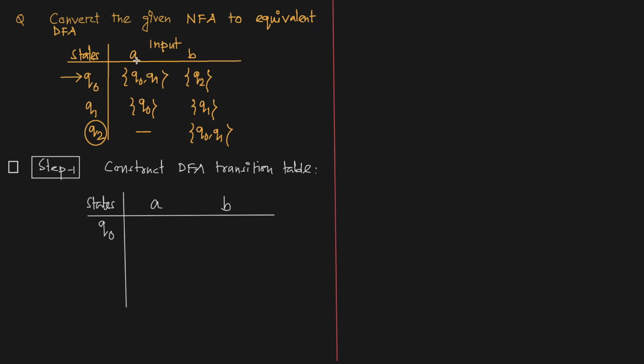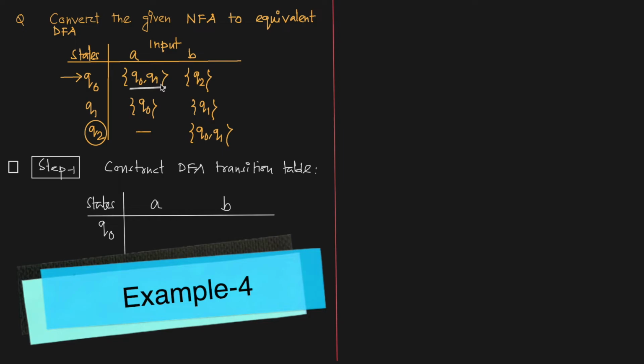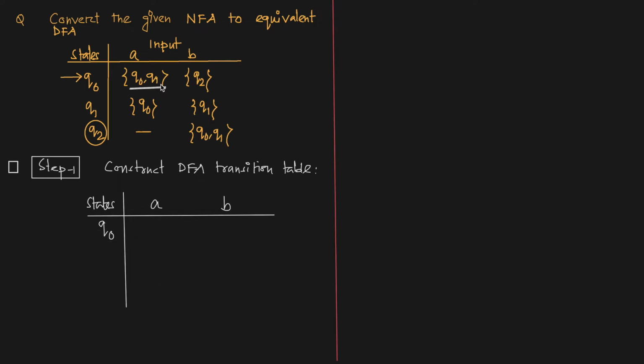So on A, Q0 goes to Q0 and Q1. So this is a multiple state, right? But a DFA does not allow multiple states. So in a DFA you will have only a single state. It is a very, very important note that a DFA table cannot have multiple states.